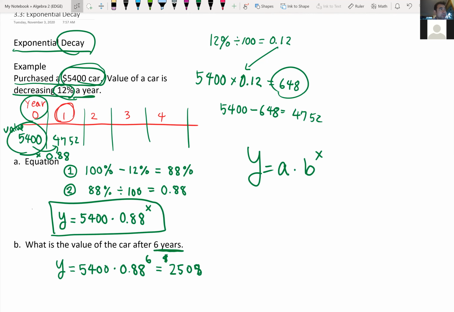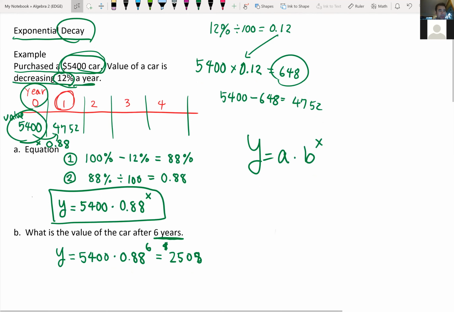Now let's just jump right into the assignment. I think you guys don't need to really do any more examples. So let's just jump right into the assignment part. Okay.